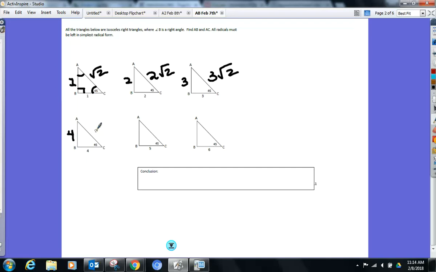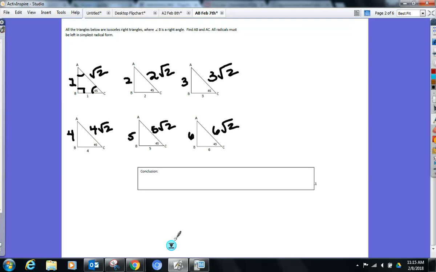Look, 1, 1 radical 2. 2, 2 radical 2. 3, 3 radical 2. So this will be, you're multiplying the leg by radical 2. So over here, this will be 5 and 5 radical 2, 6. Okay, you guys found the pattern for a 45, 45, 90. Now let's write it as a conclusion.